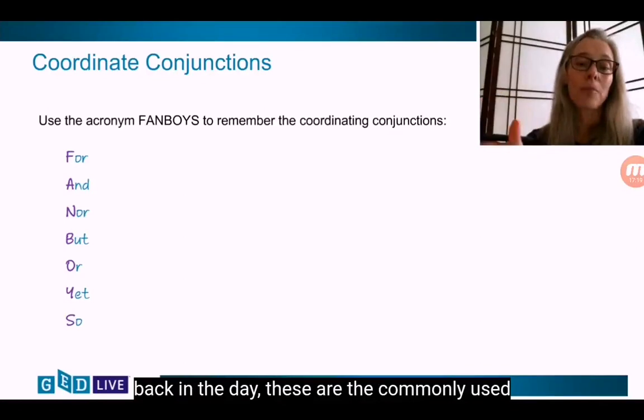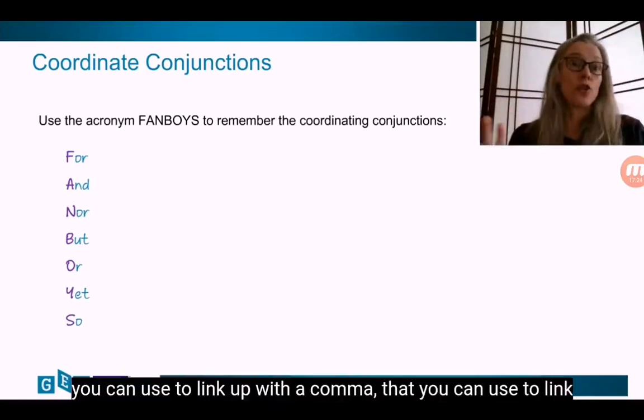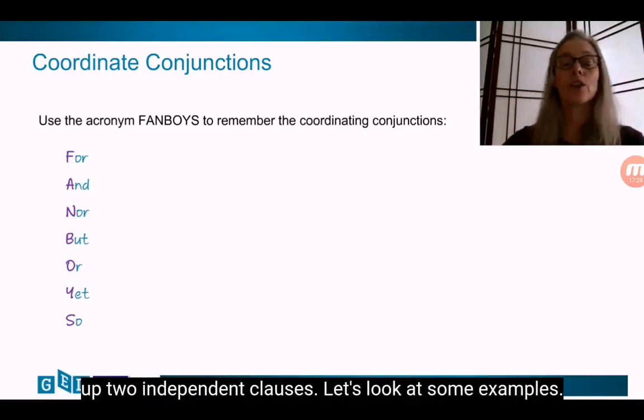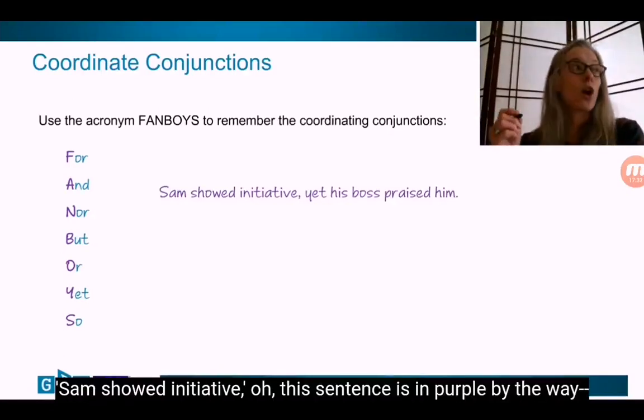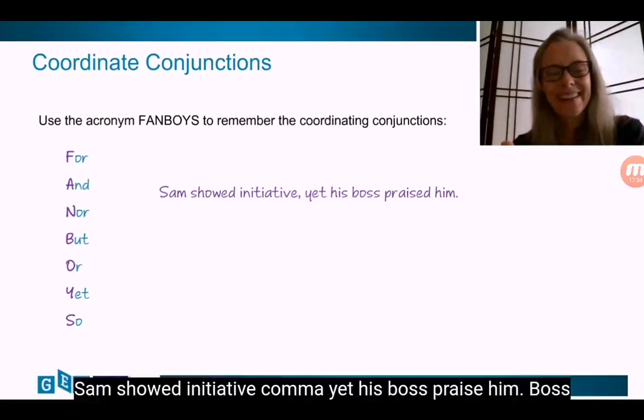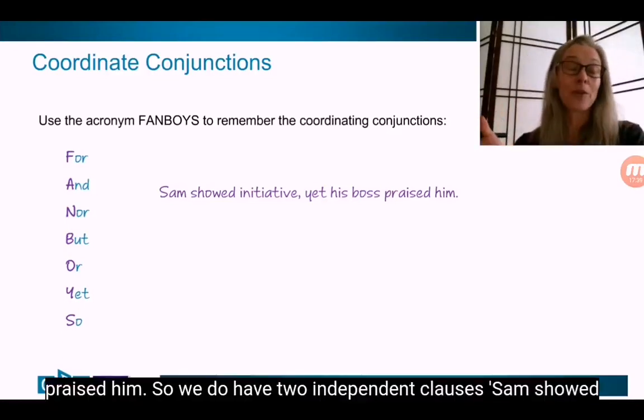These are the commonly used coordinating conjunctions that you can use to link up, with a comma, two independent clauses. Let's look at some examples. Sam showed initiative. Oh, this sentence is in purple, by the way. Sam showed initiative, comma, yet his boss praised him.